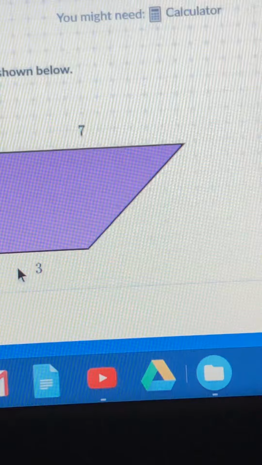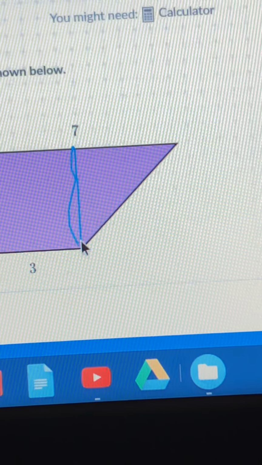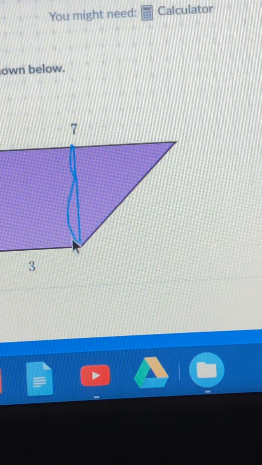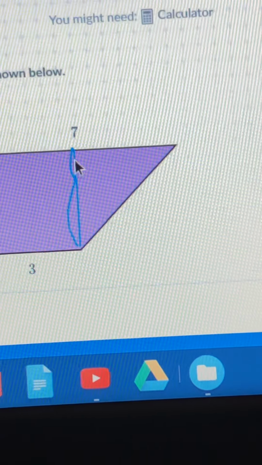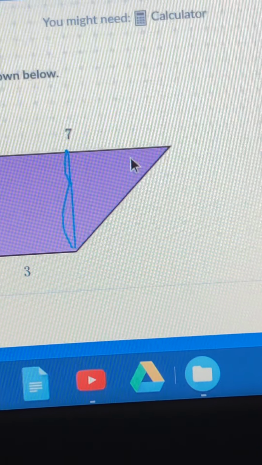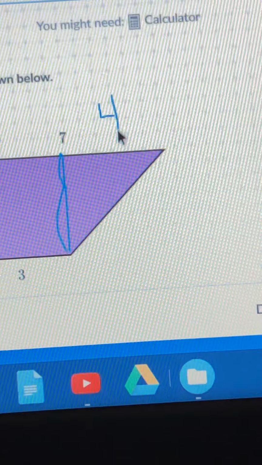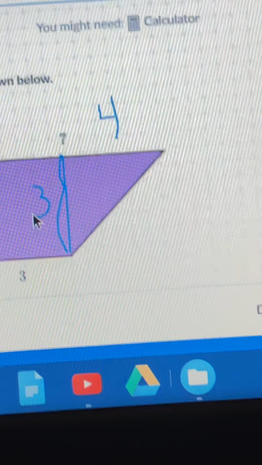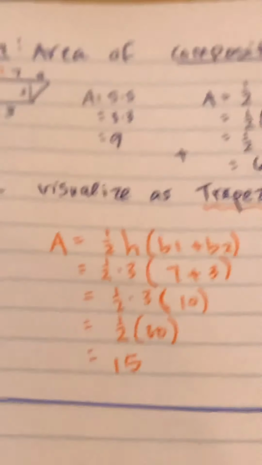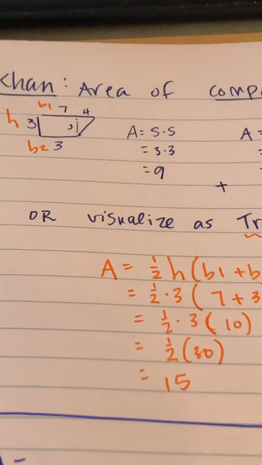All right, so if we break it up, ooh, that was very messy, sorry. So ignore that first line, but this second line here is semi-straight. This would be a 3 by 3 square, right? And then this is a triangle. Well, 7 minus 3 is 4, so this is going to be 4, and it still has a height of 3.